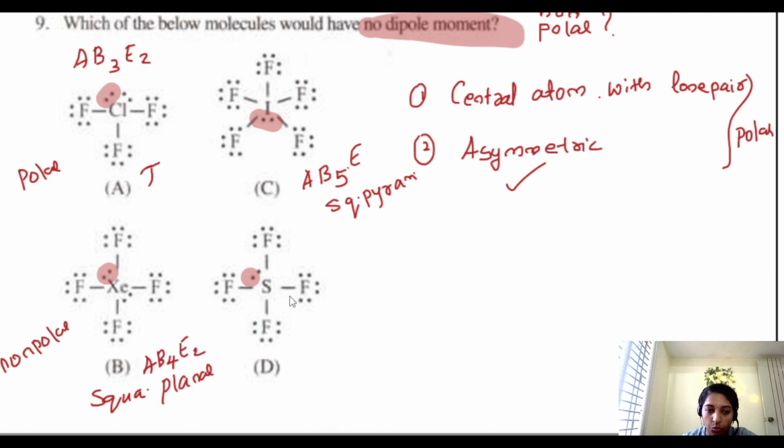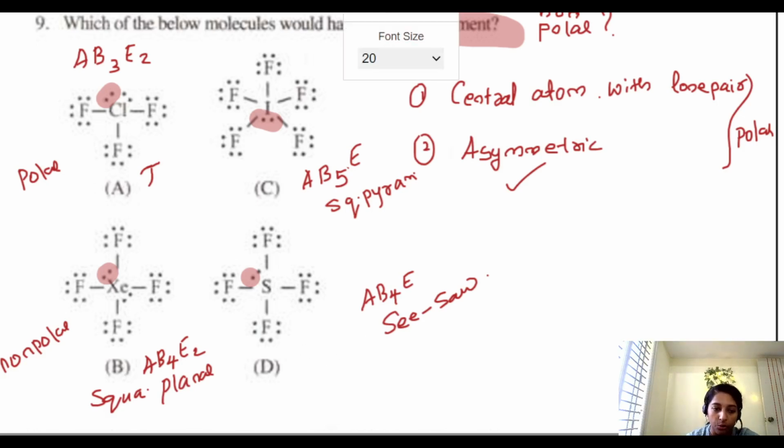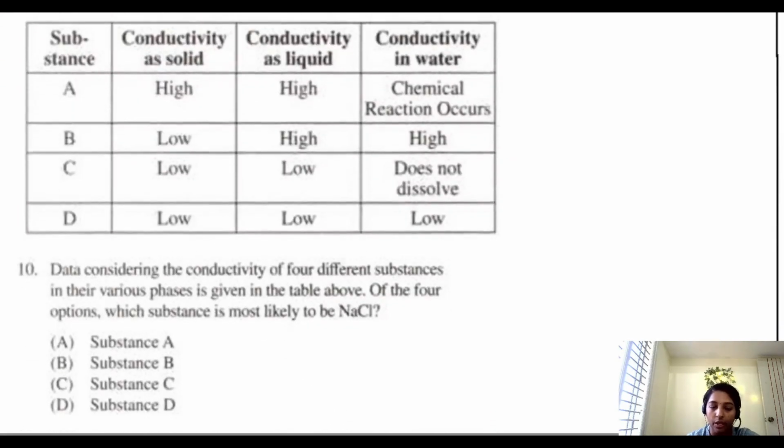And the next one is AB4E1. Altogether 5 electron clouds are there, so the electron geometry is trigonal bipyramidal, but one position is occupied by a lone pair, which means it's a seesaw shape. So that is also asymmetrical, so it's also polar. So which one is non-polar? The square planar molecule, a symmetrical molecule, with just 4 bond pairs and 2 lone pairs. That's how we have to look at it.